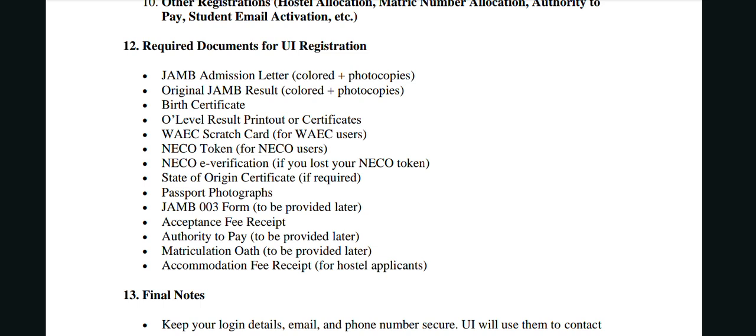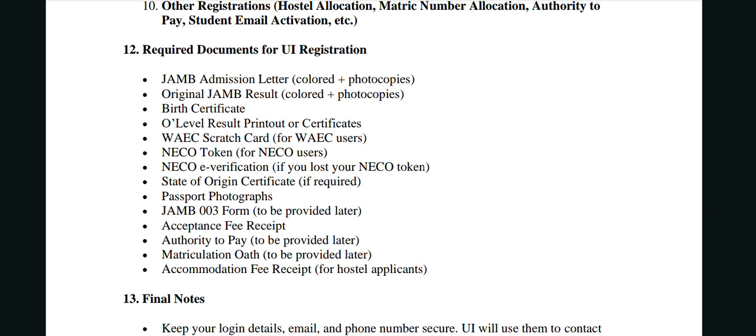If you are not sure of how many trials your scratch card has, just buy a new one instead of disturbing yourself. Buy a new one. For NECO, the NECO policy is that you cannot use two NECO tokens for a single result in a lifetime. So that's when NECO if education comes in and all that.